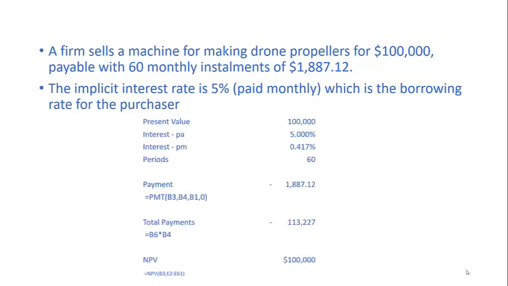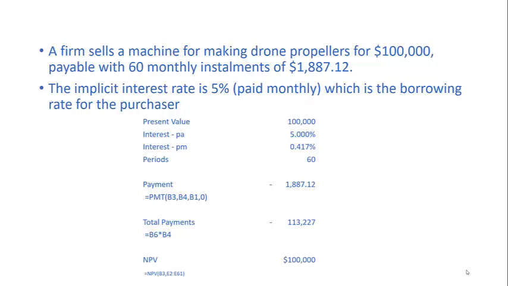Now, just so you can see where all the numbers come from, I've used Excel here, and I've put in the present value, $100,000, the per annum interest rate, 5%, the per monthly interest rate is 0.417%, and there are 60 monthly payments. If you use the payment function in Excel, you can see that this tells you that there are 60 monthly payments of $1,887.12 required. And if you multiply that by 60, you can see it gives rise to total payments of $113,227. Now, quite obviously, we don't recognise the total value of the payments. We can only recognise the net present value of those payments.